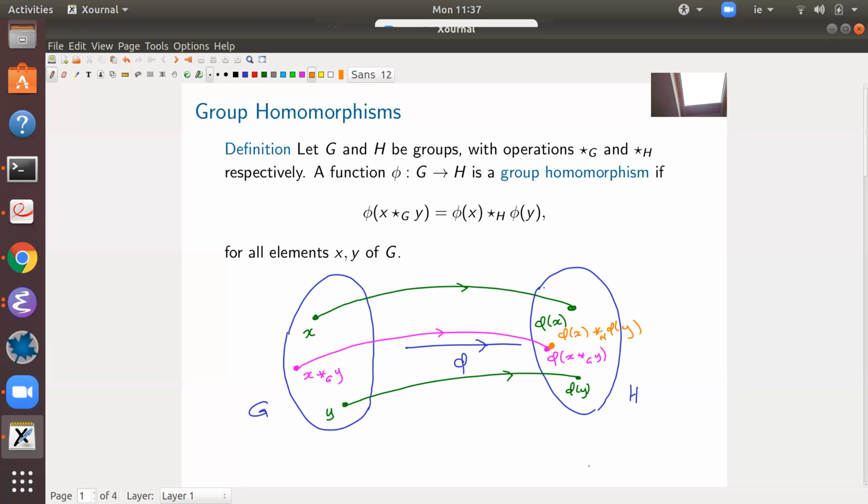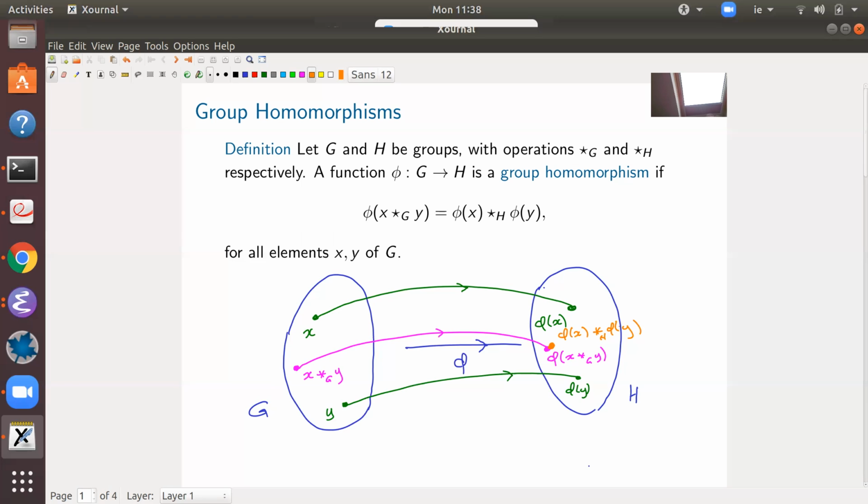Okay, so for any old function phi, we would not necessarily expect that if we take a pair of elements x and y in G, compose them in G, and apply phi to the result, we would land in the same place as if we applied phi separately, first of all, to x and y, which lands us at these two green elements over here in H, and then composed those using the group operation in H, which may not resemble the operation in G at all.